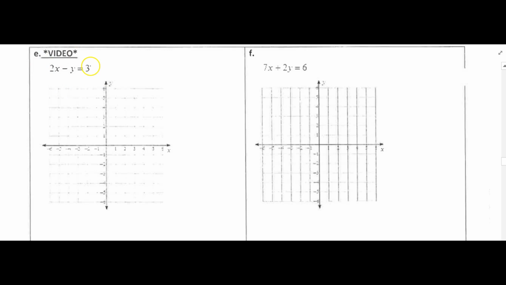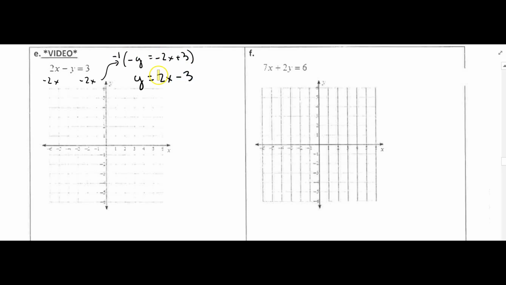Alright, so this equation is given in standard form, and it's much easier for us to work with it if it's in slope-intercept form. So I'm going to rearrange this. I'm going to subtract 2x from both sides. So I get -y is equal to -2x plus 3. And then I'm just going to multiply through by -1 to change the sign of everything. So -1 times -y is y, negative 1 times negative 2x is 2x, and negative 1 times positive 3 is negative 3.